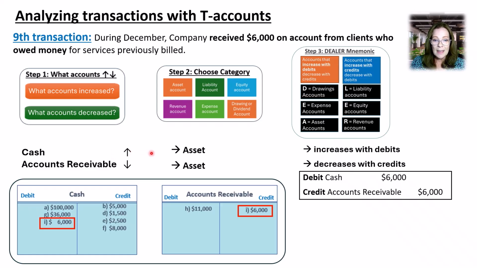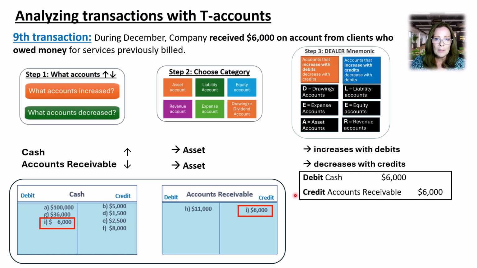Cash is an asset, and when assets increase, we debit the account. So we debit cash for $6,000. Accounts receivable decreased because the clients paid Eli's Consulting and reduced their debt with the company. Accounts receivable are an asset account, and assets increase with debits and decrease with credits. Since accounts receivable decreased, we credit accounts receivable for $6,000.